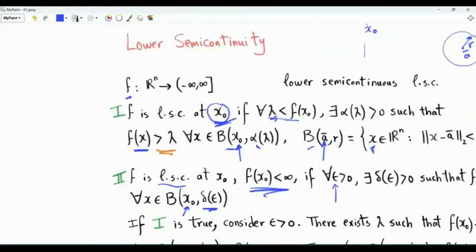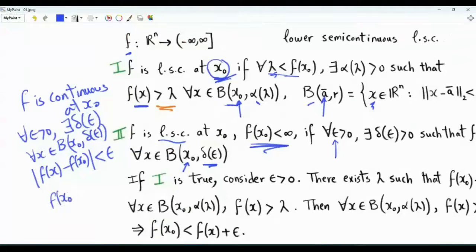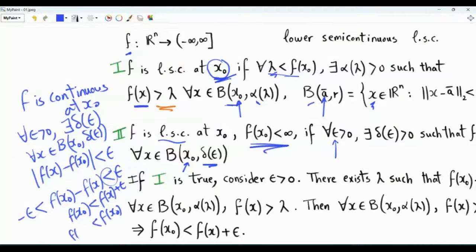For a continuous function, so if f is continuous at x0, then for every epsilon greater than 0, there exists delta, which generally depends on epsilon, such that for every x in the ball with center x0 and radius delta, what do we have? We have that the magnitude of f of x minus f of x0 is less than epsilon. This means that f of x0 minus f of x is less than epsilon, but greater than minus epsilon. So this means that f of x0 is less than f of x plus epsilon if we take this inequality. And if we take the other inequality, we find that f of x0 is greater than f of x minus epsilon.